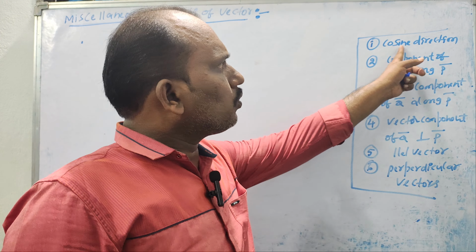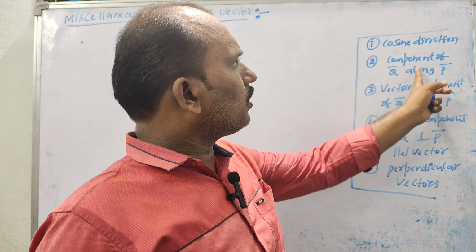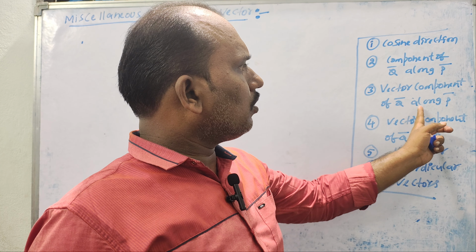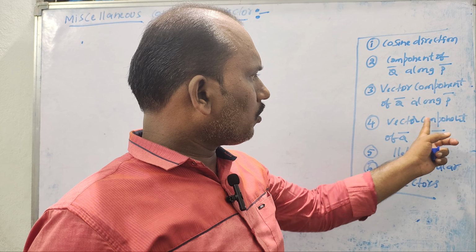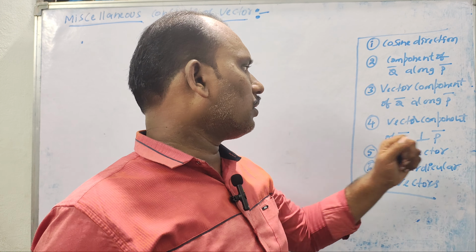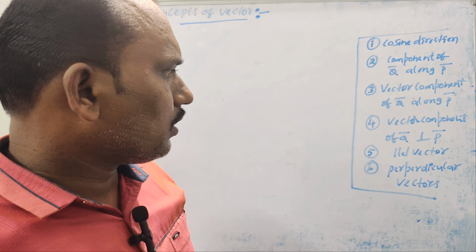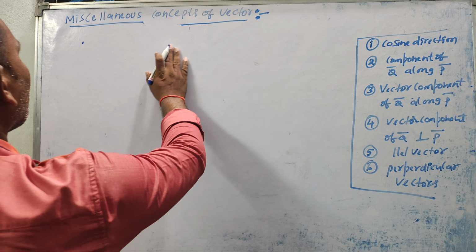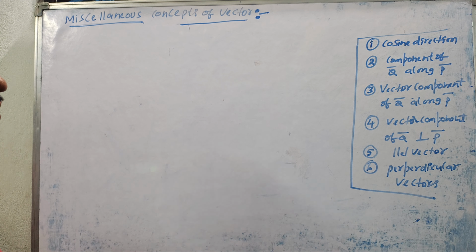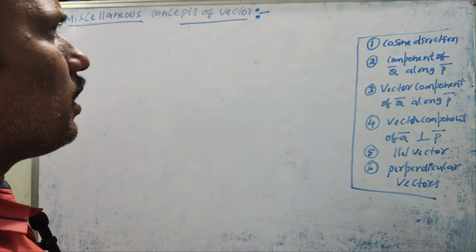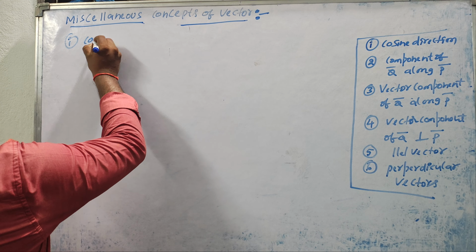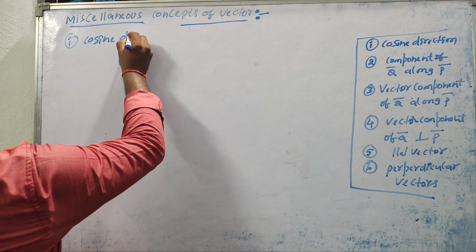So the first one is cosine directions. Component of q bar along p bar, and vector component of q bar along p bar. Vector component of q bar perpendicular to p bar, parallel vector and perpendicular vector. Suppose two vectors are given, how to conclude that? The first one is cosine direction.